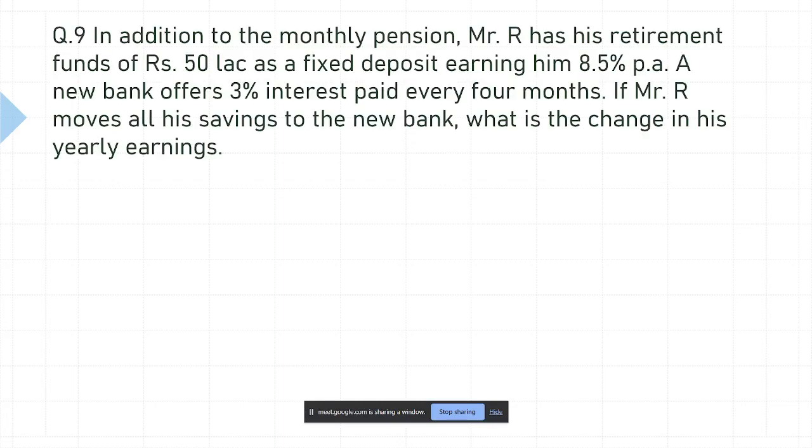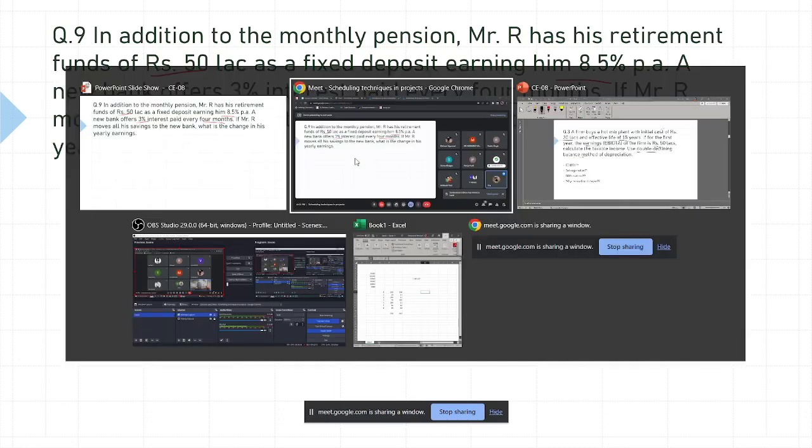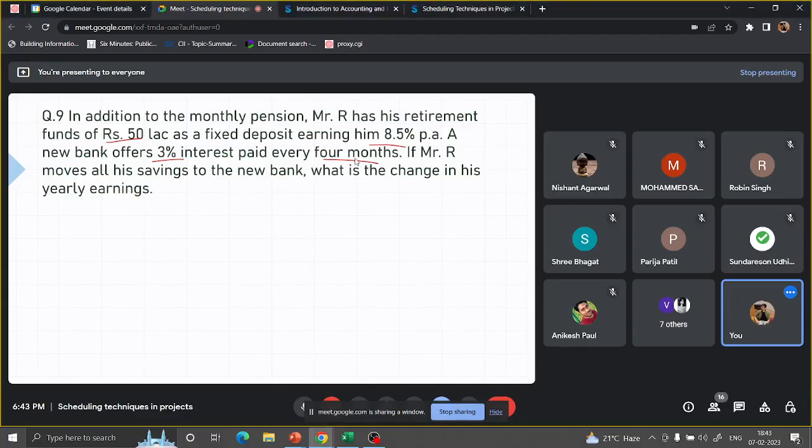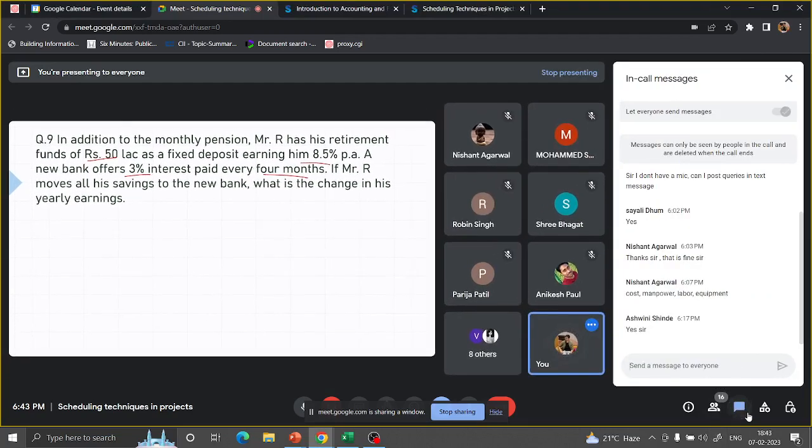Okay, moving on to questions again. We have got a senior citizen who gets monthly pension and also has a retirement fund of rupees 50 lakh, and that's in an FD that earns him 8.5% per annum. Now there is a new bank that comes up that pays 3% interest every 4 months. So if Mr. R moves his retirement savings from this bank to the other bank, what will be the change in his yearly earnings? Everybody got the question, right? Yes, sir.